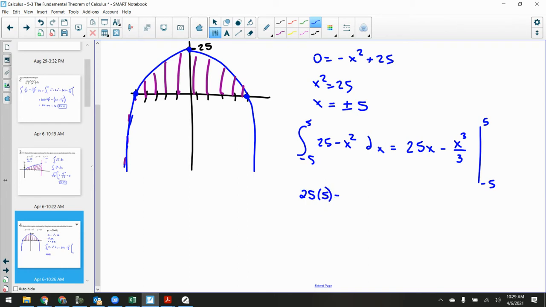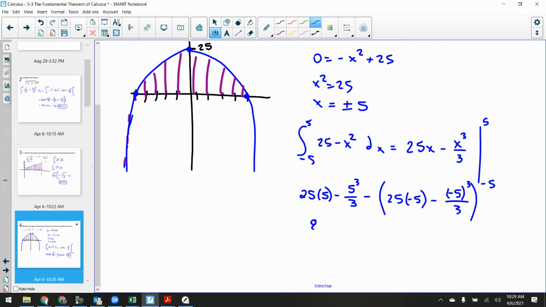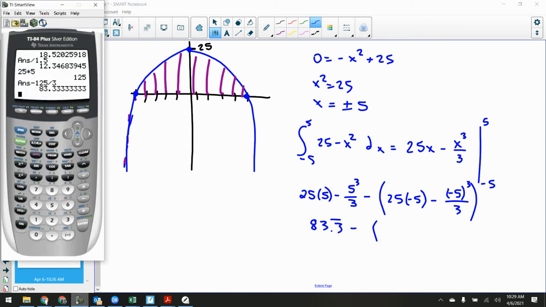25 times 5 minus 5 to the third over 3 minus the big expression 25 times negative 5 minus negative 5 to the third over 3. So let's find the left side. 25 times 5, that's 125, minus 5 to the third is again 125, divided by 3. So it's 83 and a third. And then we've got 25 times negative 5, which is negative 125, minus negative 125 divided by 3.